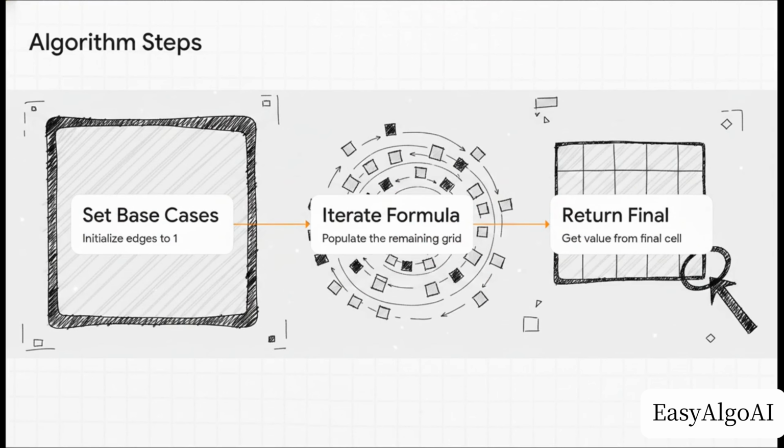So, just to summarize the algorithm so far, it's really 3 easy steps. Step 1, we set the top and left edges to 1 as our base cases. Step 2, we iterate through the rest of the grid using our addition formula. And step 3, we simply return the value held in that very last cell. It's clean, it's highly logical, and honestly, it just works flawlessly.